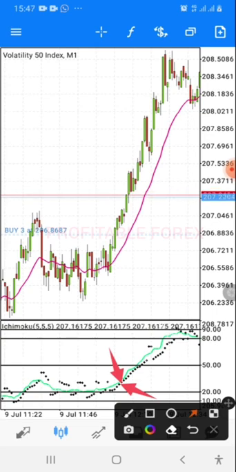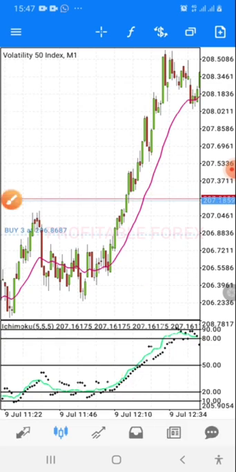So right now I'm going to go ahead and give you the setup for the indicators.